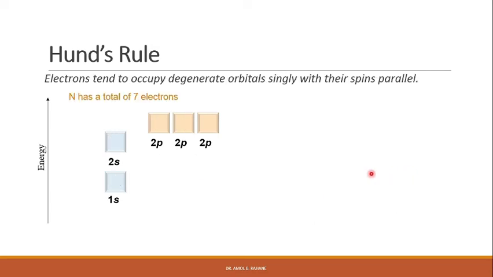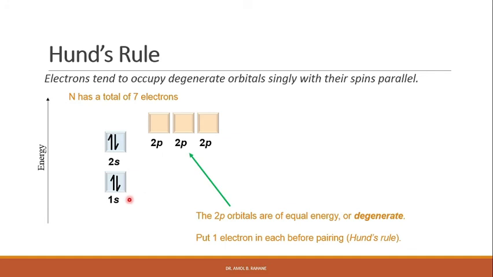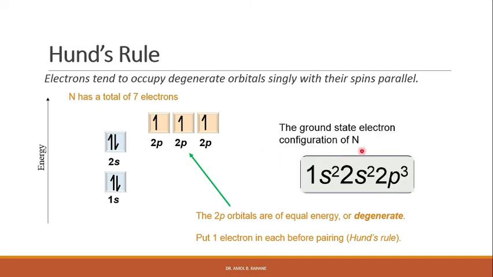So the next case is nitrogen, which has 7 electrons. In the case of nitrogen, 2 electrons will go in the 1s orbital, 2 electrons will go in the 2s orbital, and the next 3 electrons will go in the 3 different p orbitals with their spins unpaired. And the electronic configuration of nitrogen we can write as 1s2, 2s2, 2p3.